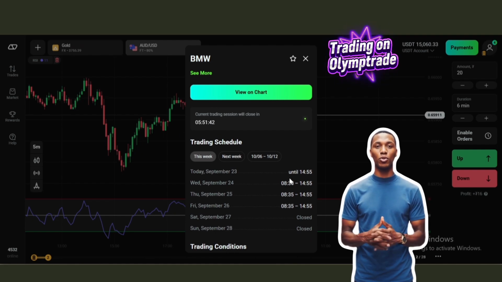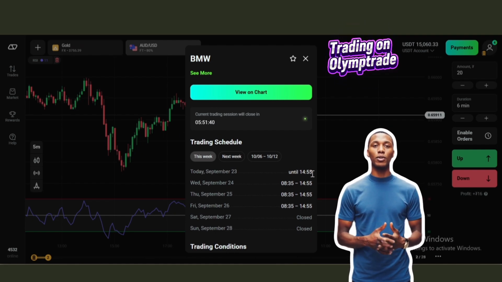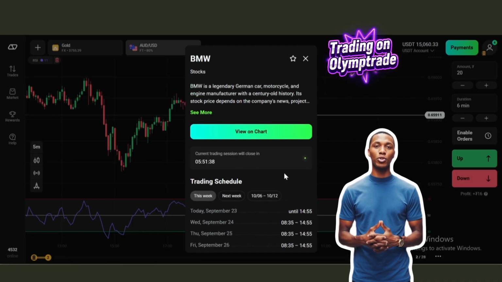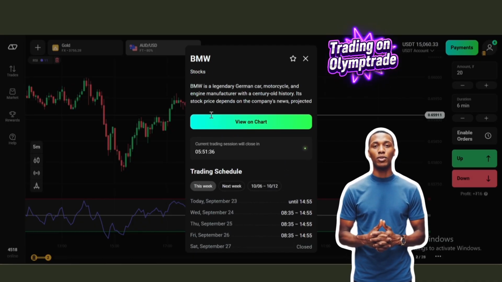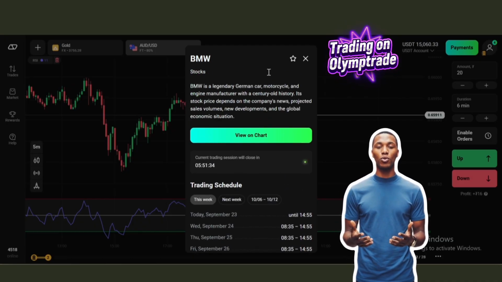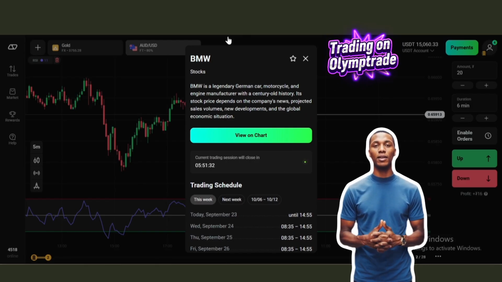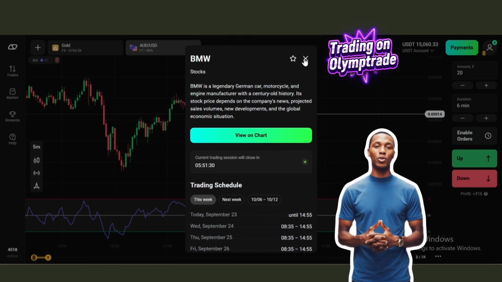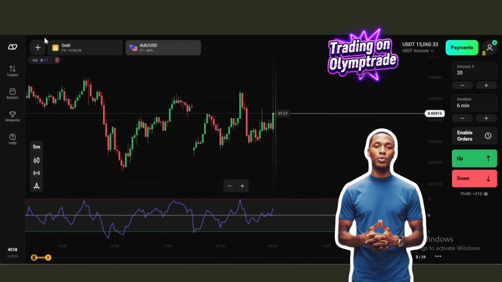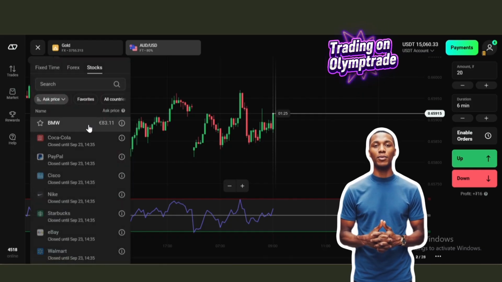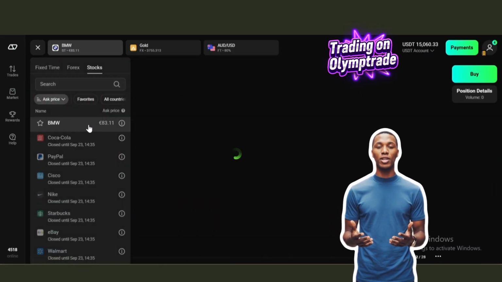You can see it will be open for the next 5 hours plus. In addition to the trade time, you see that the asset has other information that you can look into that will help you to know how to handle this asset. The trade duration and everything you need to know with regards to the BMW is being displayed there. And let's add this BMW to our trading chart.